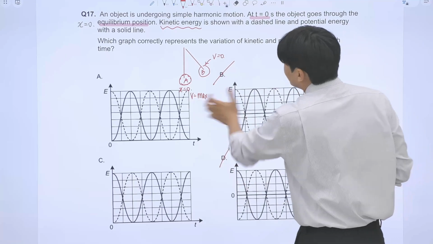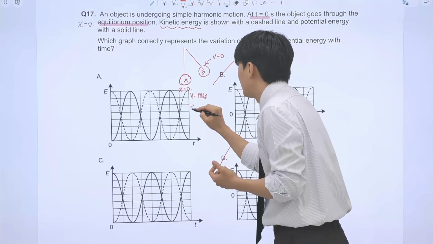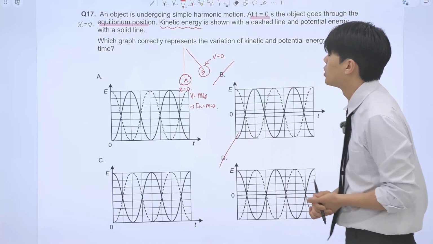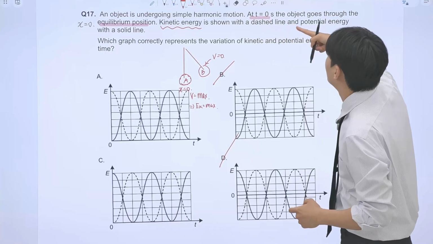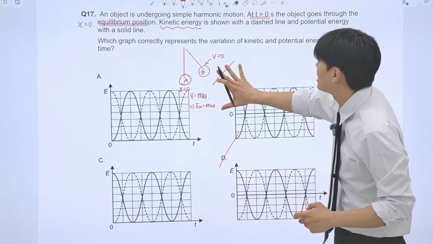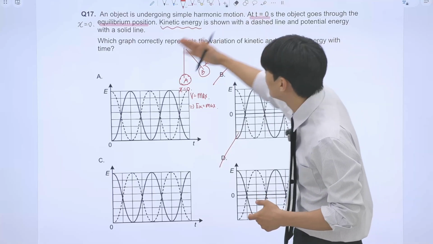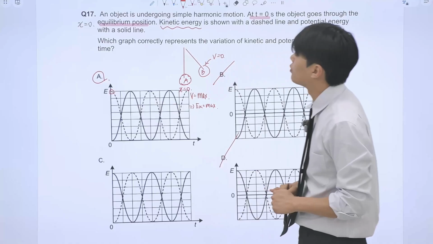For the maximum speed, that means their kinetic energy must also equal the maximum. So when t equals 0, which is the dashed line, the kinetic energy has to be the maximum. Which means the dotted line has to be the maximum. So A must be the correct one in this.